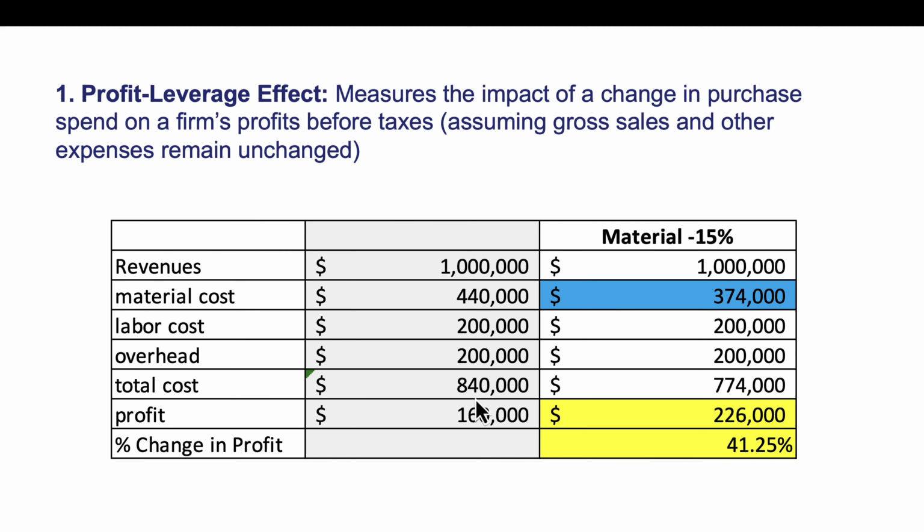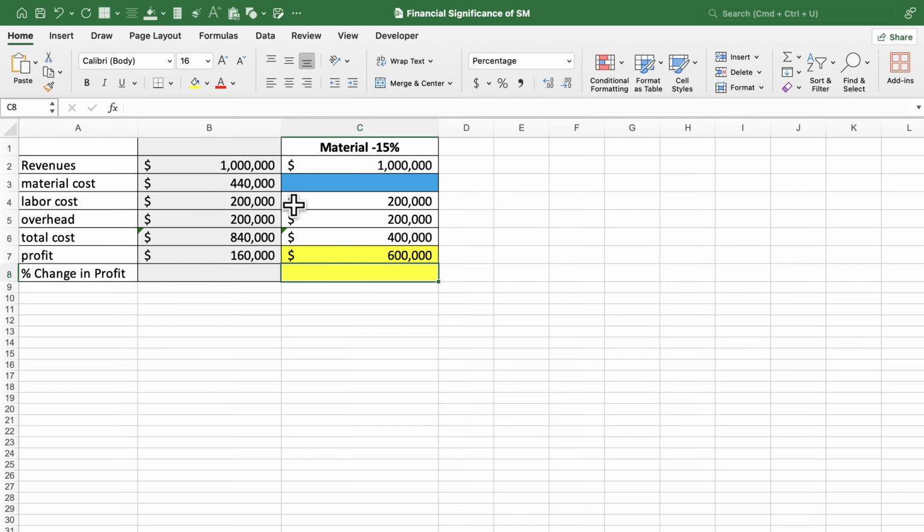So for instance, in this case, revenue is $1 million, material cost is $440,000, and labor cost is $200,000. But if a supply manager is able to reduce that material cost by 15%, which means we multiply 440,000 by 0.85 or 85%, the new material cost will become $374,000. This reduction in material cost changes the profit from $160,000 to $226,000, and that represents an increase of 41.25%.